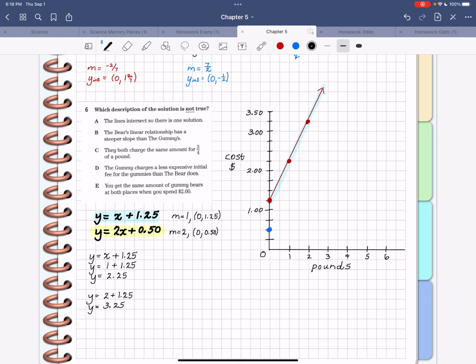Okay, let's do the other store, which is called the Bear, and we have 2x plus 50 cents. So when you just buy 1 pound, it will cost you $2.50. So on this line, we have over 1 up to 2.50, which is right here.